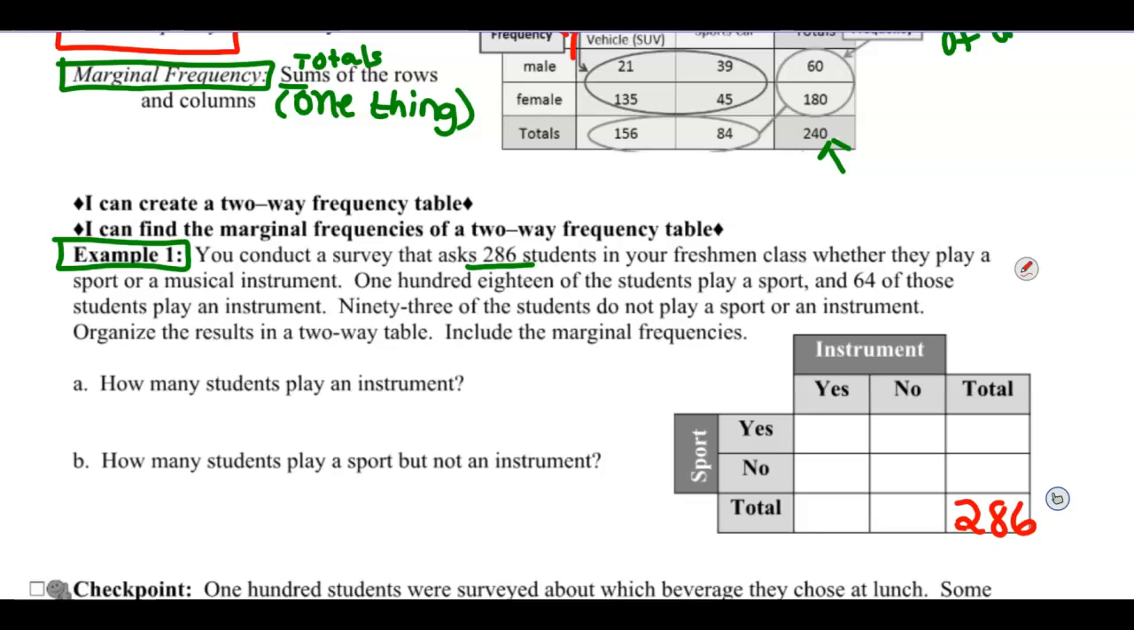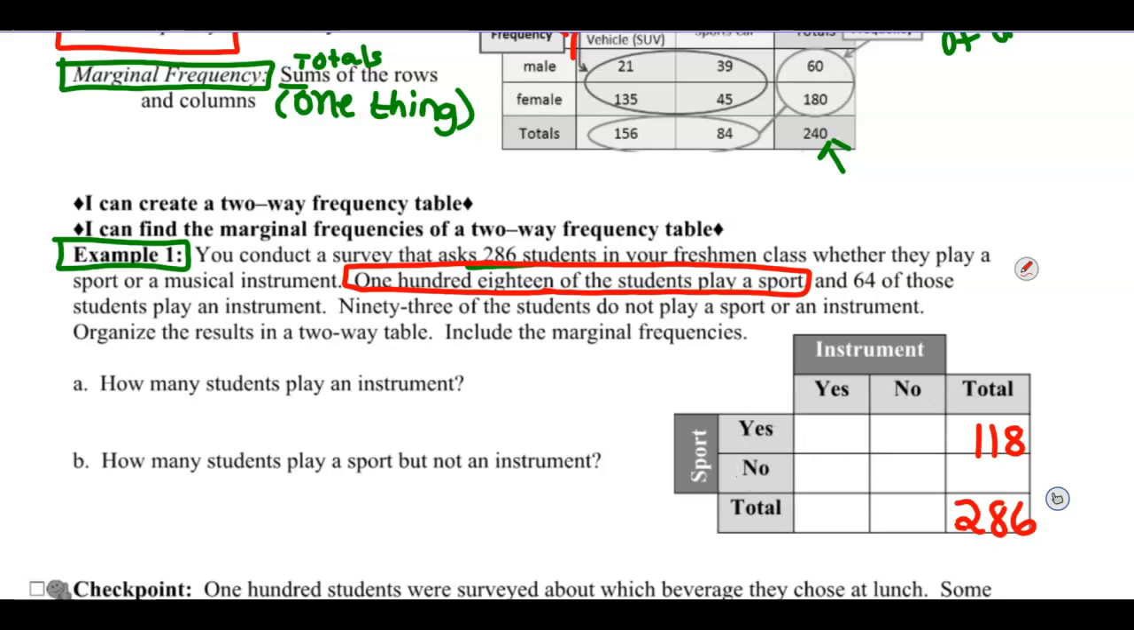So now we're going to read the rest to see where we can put some numbers. 118 of the students play a sport. So 118 play a sport. It says, and 64 of those students play an instrument. So if 118 plays a sport, this is just one thing we're talking about. So we want to go to the total, the marginal. So sports, that said yes. What we do is it said 118. So that's how many said yes for our totals.